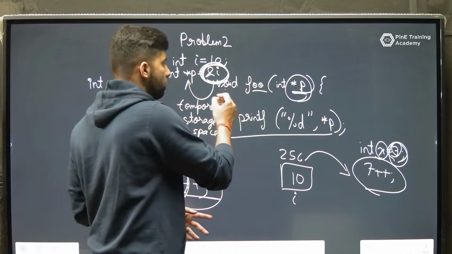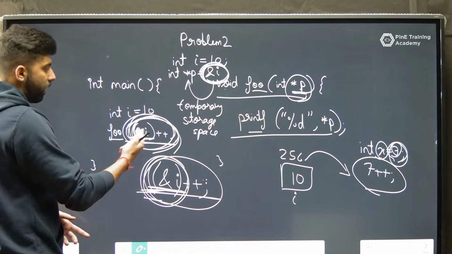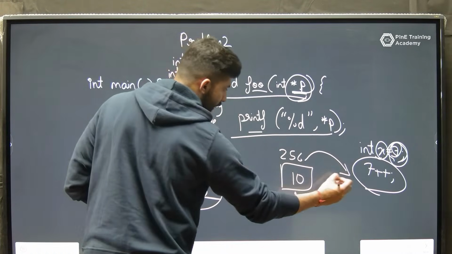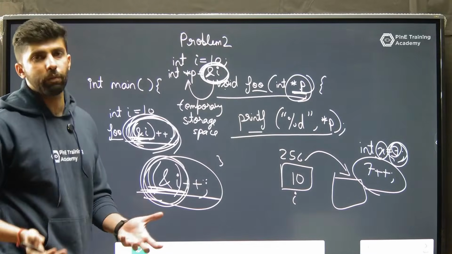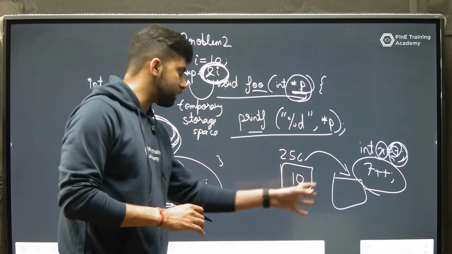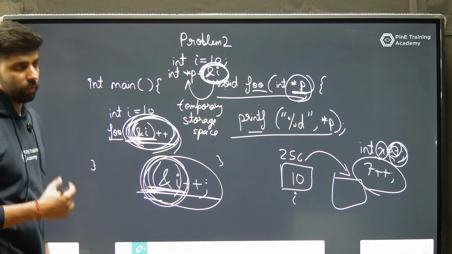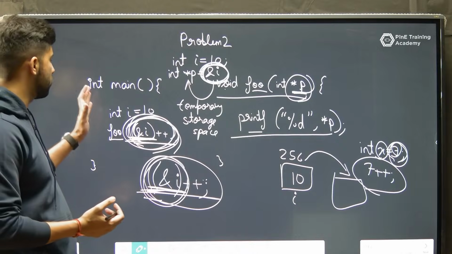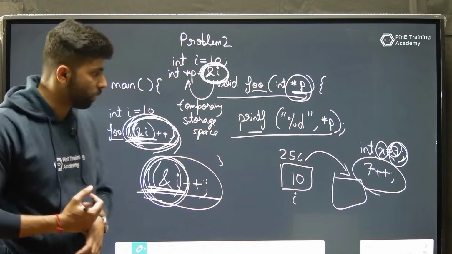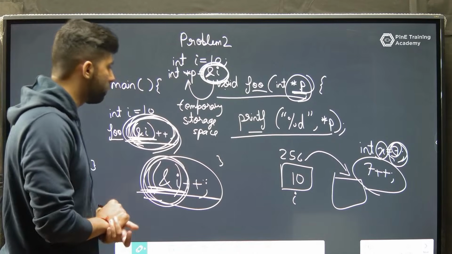So we will not be able to call this function. I gave you two reasons: because we are trying to increment the address, this address may or may not be part of our program, so our program can crash. And even if it doesn't crash, this particular value we can't modify because this is a temporary storage. So this is our problem too.